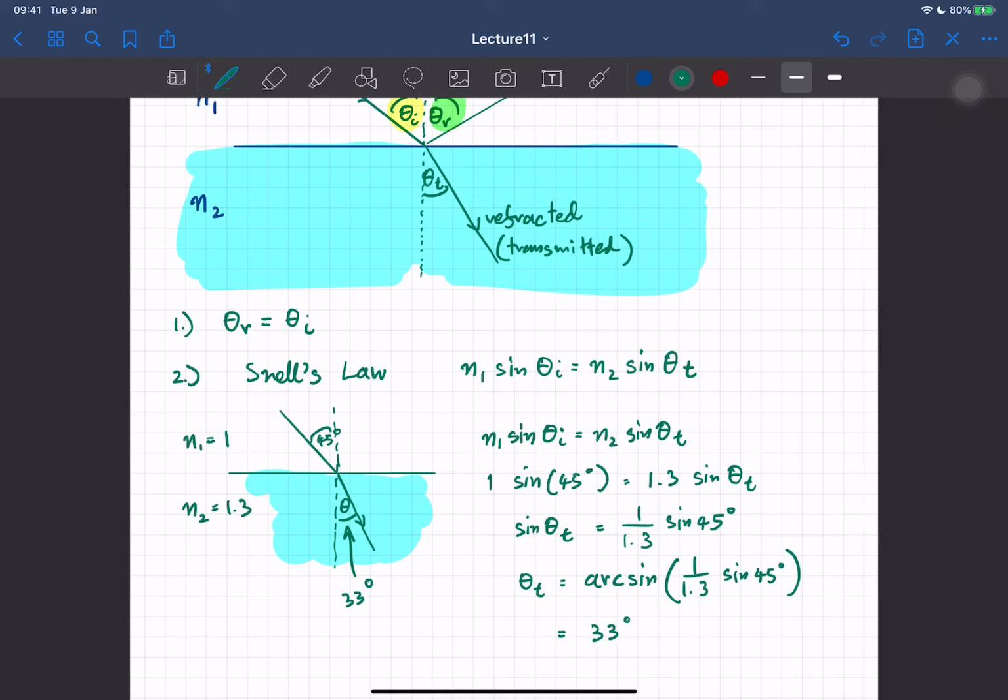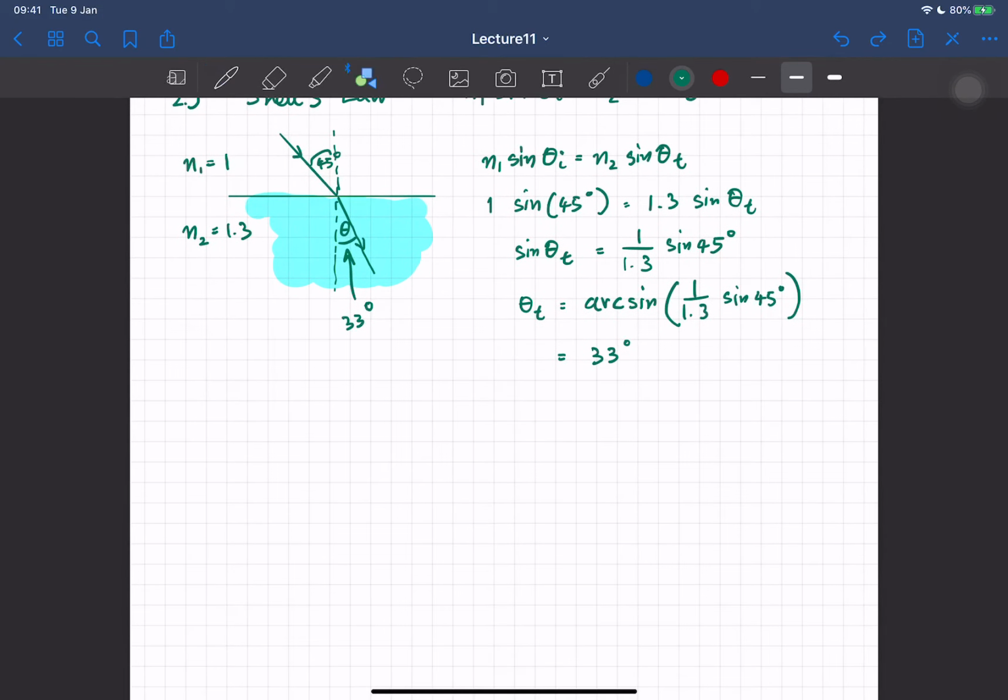Okay, so you can see that the transmitted angle is actually less than the incident angle because you're coming in at 45, but when you go into the water, it actually becomes 33. So the light bends towards the normal line, right? So it bends inward.